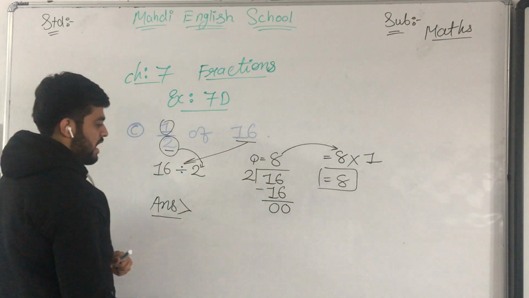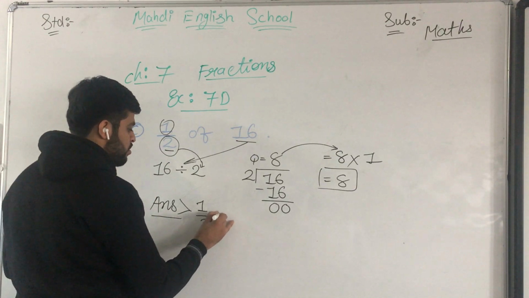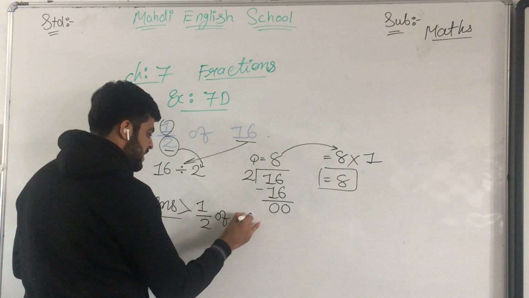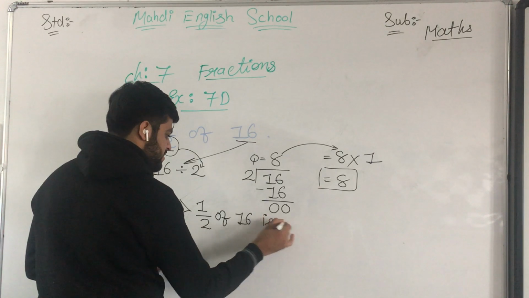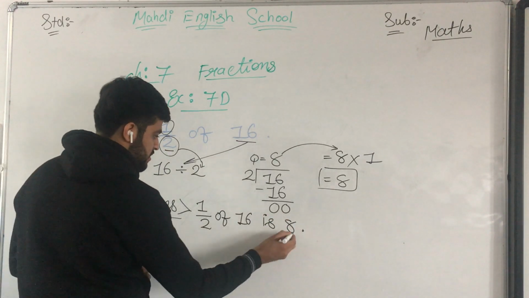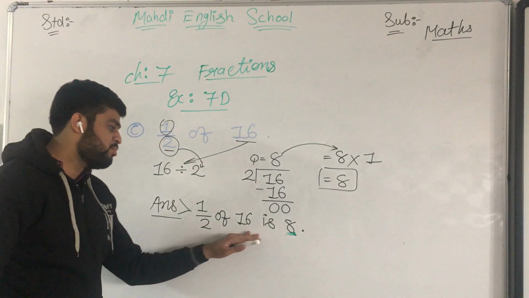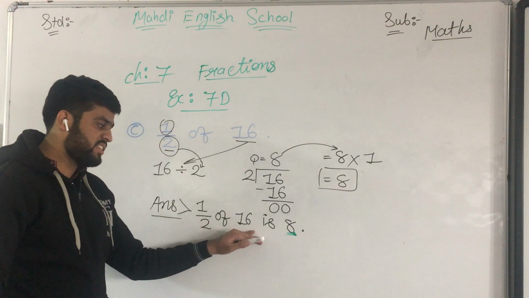Okay, answer. How do we write the answer? Answer, my dear students: 1 upon 2 of 16 is 8. Okay, that is our answer. 1 upon 2 means we have to take half of 16.